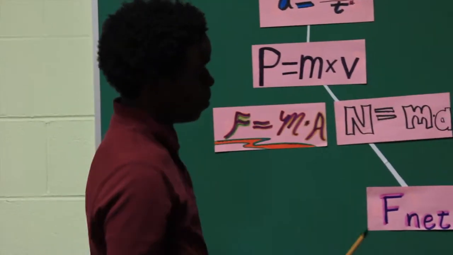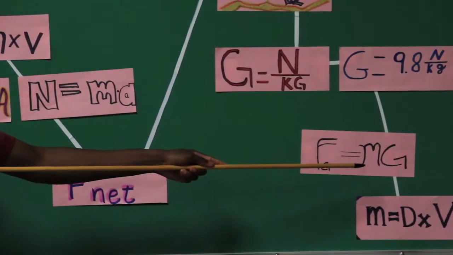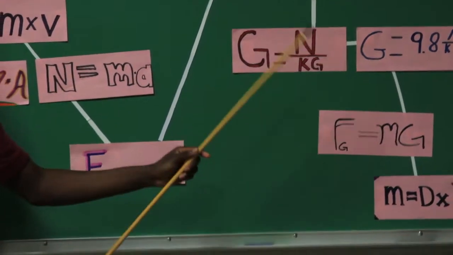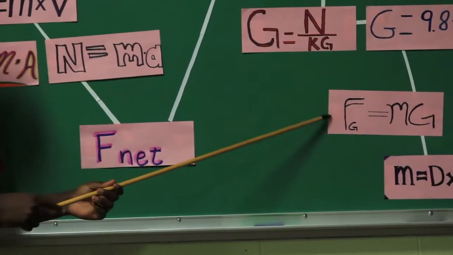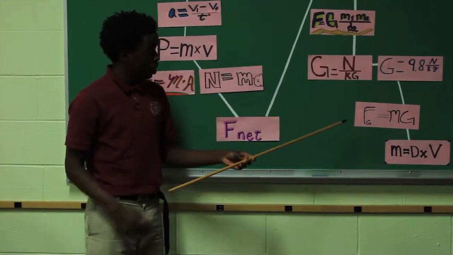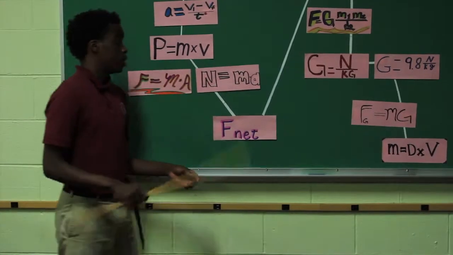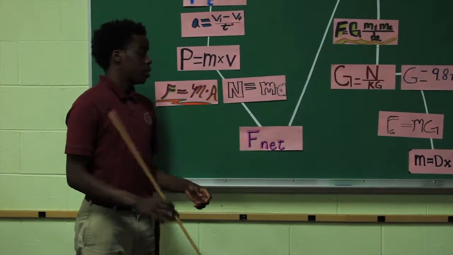All right, so what we have is Fg equals m times g. The F is force, m is mass, and the g is gravitational strength. There's a g under the F because the force that we have is caused by the gravitational strength.